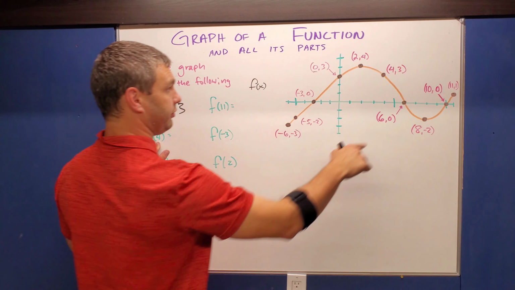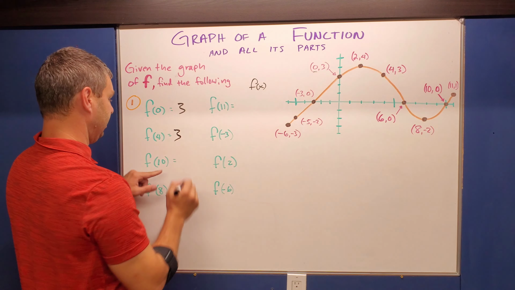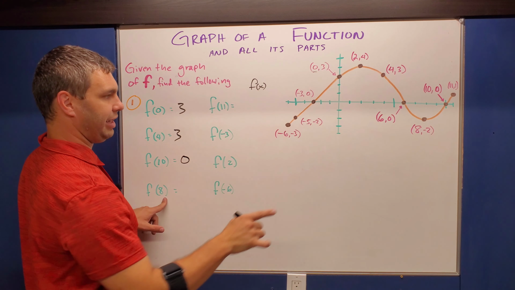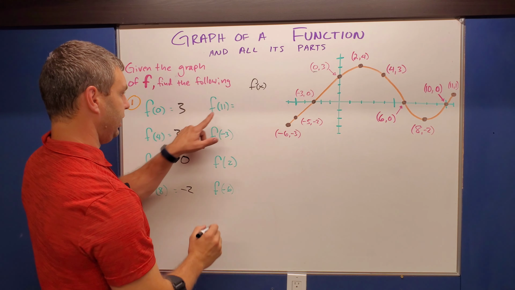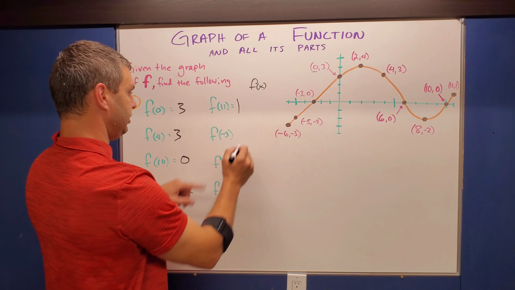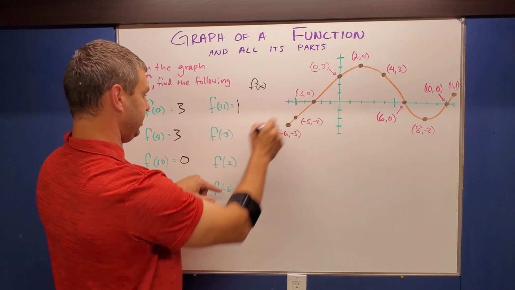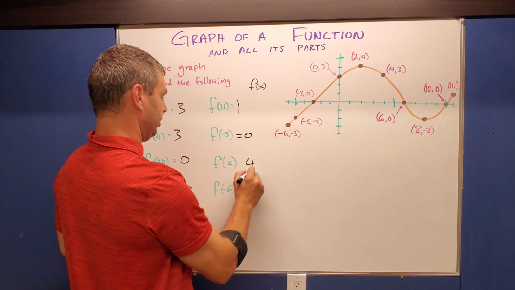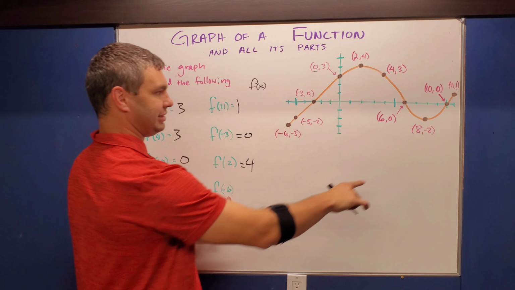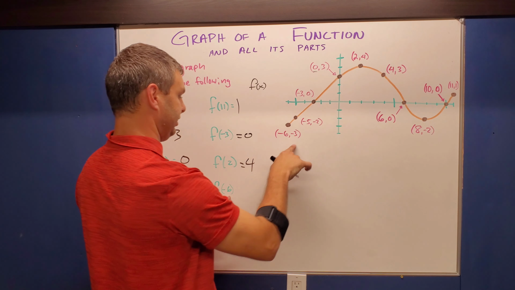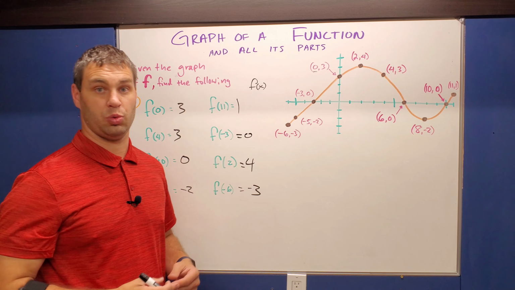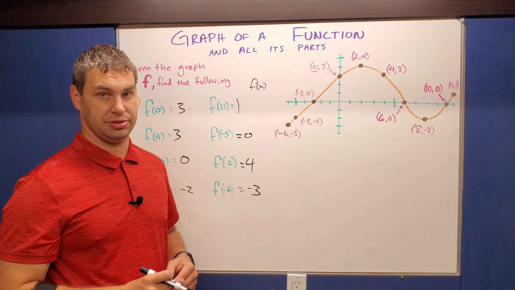F of 4, for example, is also going to be 3. F of 10, its output is 0. F of 8 is -2. F of 11 is 1. F of -3 is 0. Let's see, f of 2 is 4. And the last one, f of -6, is right here, is -3. So it says f of a certain value, you write its output or its y value, and that's going to be your answer. Let's try a few more.